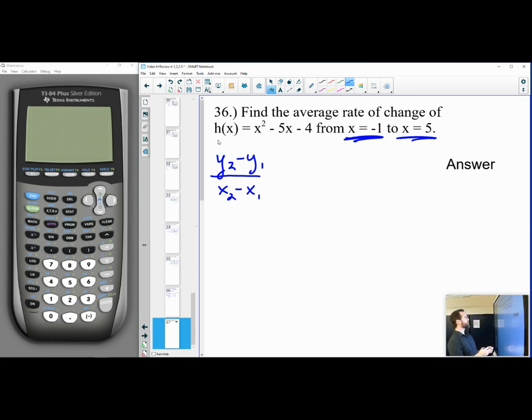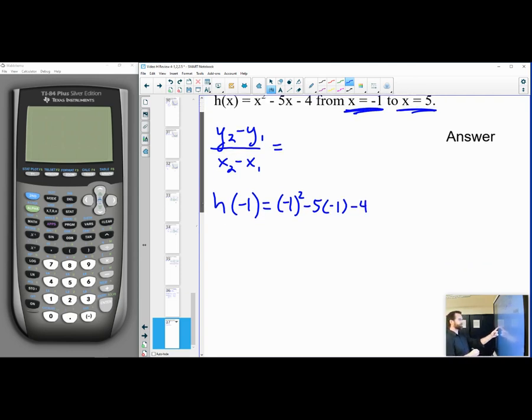So we know what our x values are, but we need to find the y values. Whenever we have an x value, we just plug it in to find the y. So h of, let's use negative 1 first. That's our starting point. So h of negative 1 equals negative 1 squared minus 5 times negative 1 minus 4. Double check that, make sure I didn't mess up any signs.